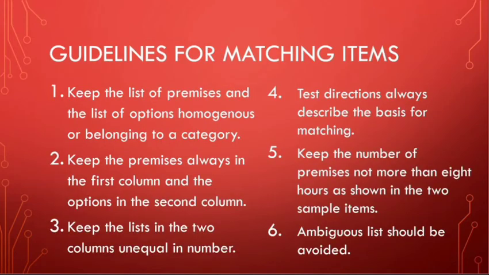Next, number 2, keep the premises always in the first column and the options in the second column. So that's column A, the premises, column B, the options. Number 3, keep the lists in two columns and equal in number. And the principle or the reason behind this guideline is that after all the options were chosen or selected for specific test items.